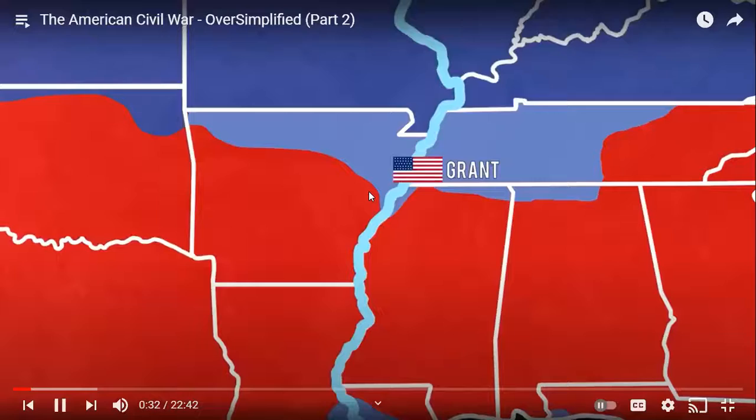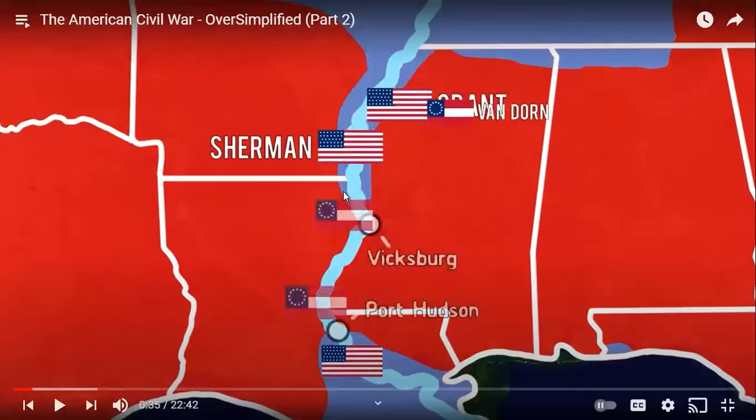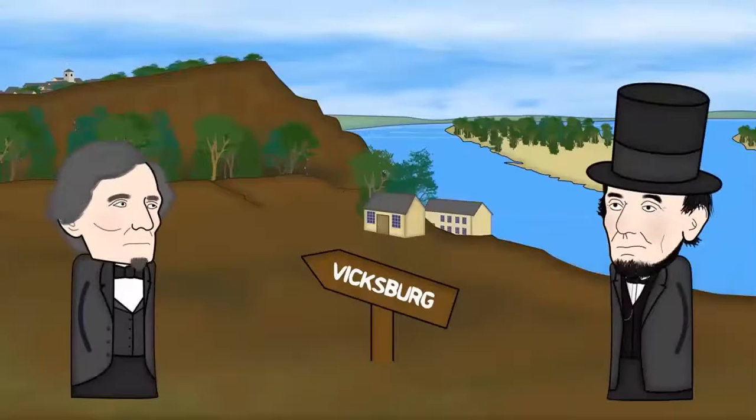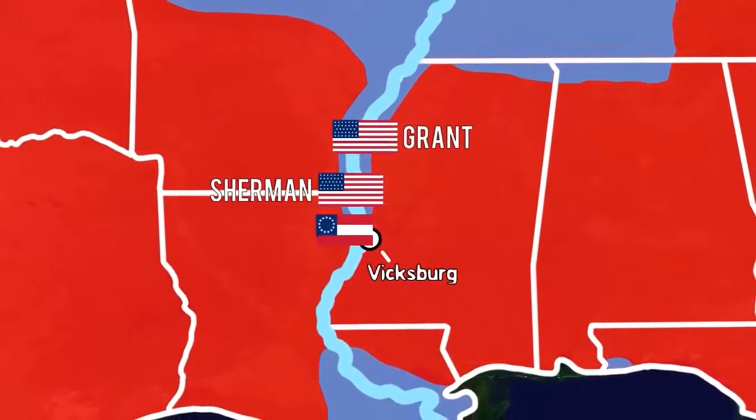Sherman by his side, Grant led his armies down the Mississippi to the Confederate stronghold of Vicksburg. Sherman went on the west side and Grant went on the east side, I believe. Both sides knew that if Vicksburg fell, the Confederacy would be split in two, and the Confederates prepared for an intense defense of the city.